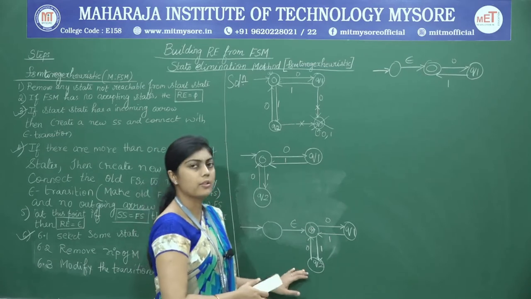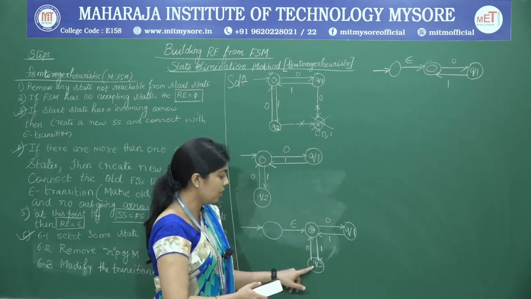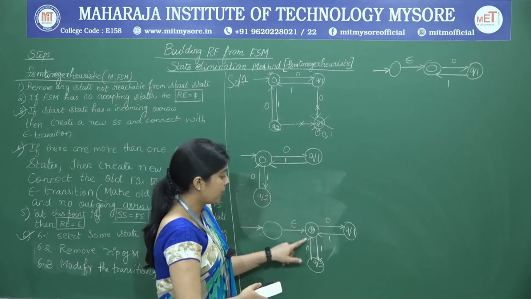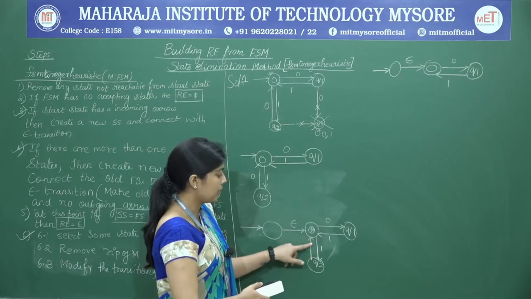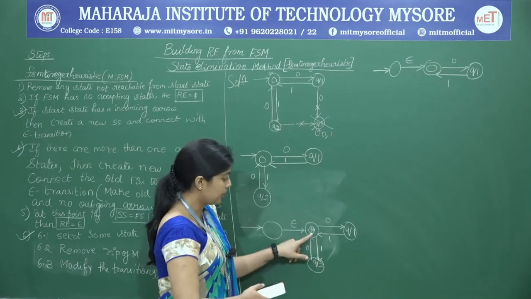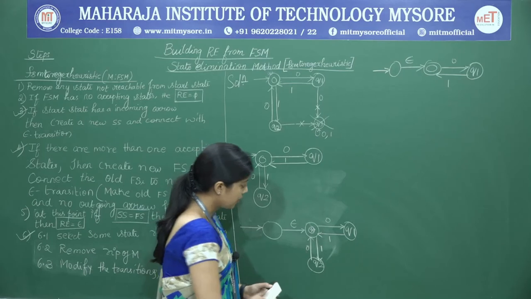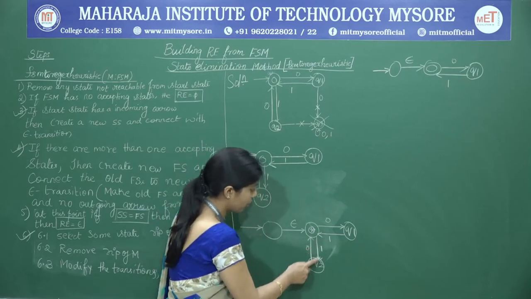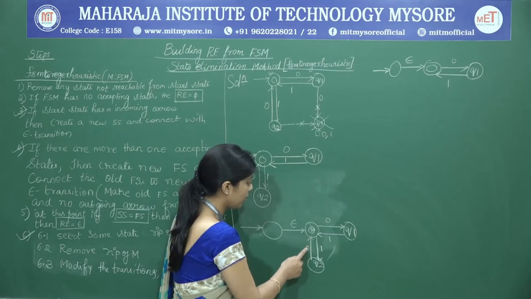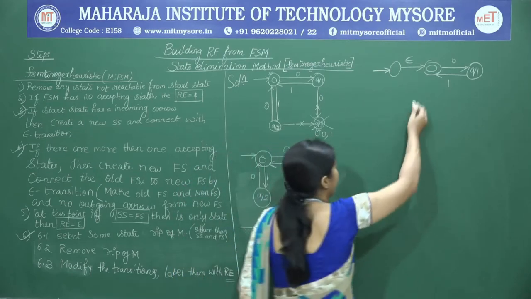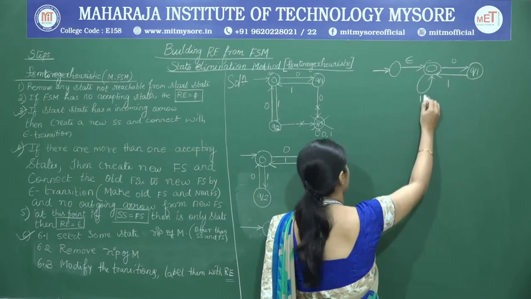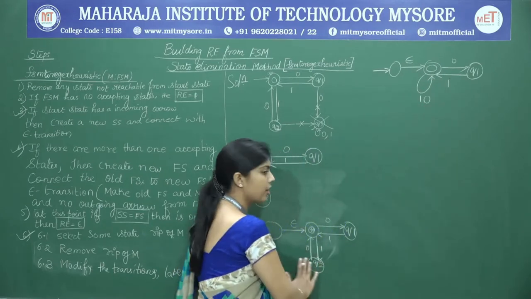So now we are going to eliminate this Q2. If we want to eliminate this Q2, we are going to preserve the set of the strings which are accepted between this Q0 and Q2. So the string that is accepted between Q0 and Q2 is, from Q0 you can go to Q2 via 1 and from Q2 back to Q0 you go on 0. So I can directly write a loop here on 1 and 0 and eliminate this Q2.